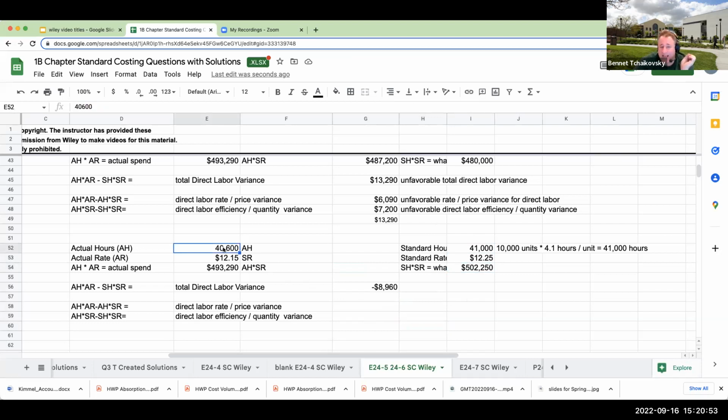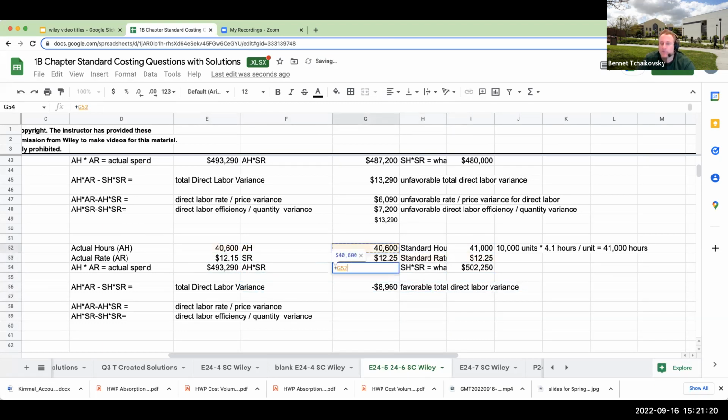I compare this to what I actually spent. This didn't change. This is going to be 40,600 times 12.15, which is 493,290. Because I spent less than what I had budgeted, this is going to be a favorable total direct labor variance. Okay, now I want to put my middle values in.